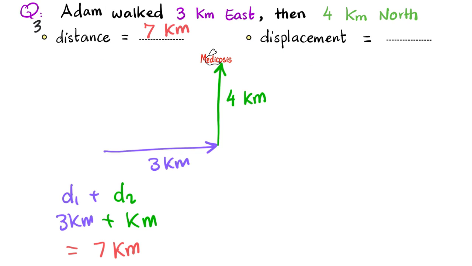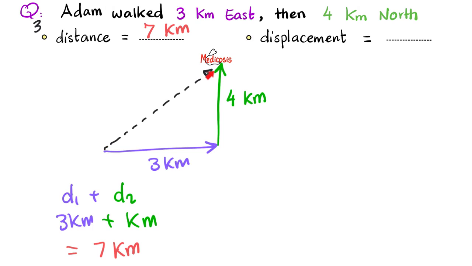How about the net displacement? Look, Adam started here and ended there. This right here is the displacement. How do you do it? You call it the tail to tip method. From the beginning of the first one, that's the tail, until the end of the last one, and that's the tip. Tail to tip method. This will be the displacement.